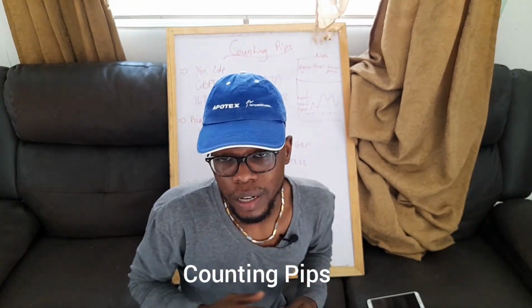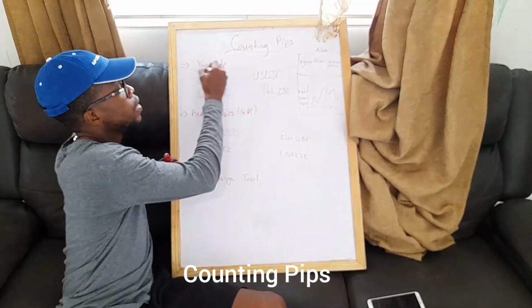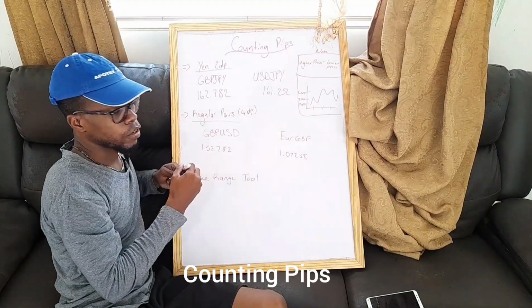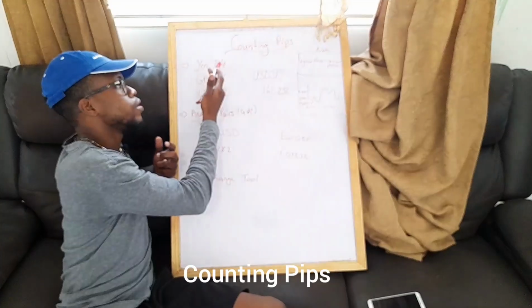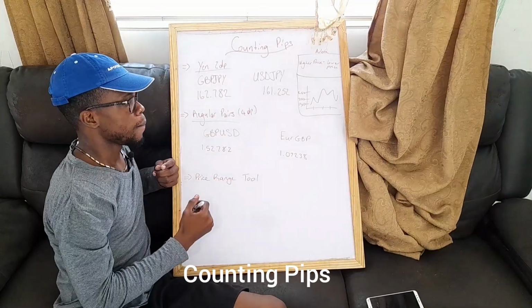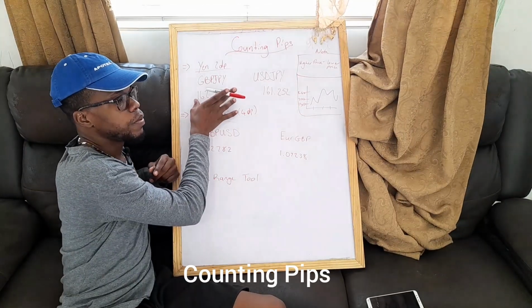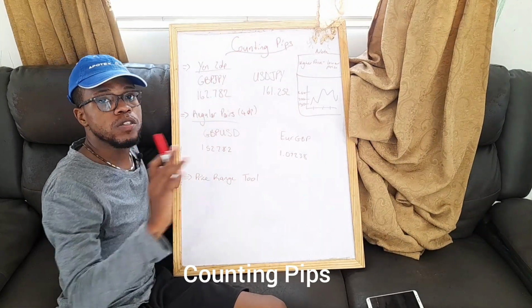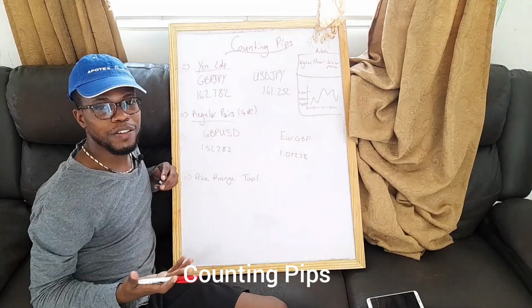Right, in this video we're going to talk about counting pips. When you're counting pips, we separate the yen from the regular currency pairs, or non-yen pairs. As I mentioned before, you start counting from the 2nd decimal place. So we're going to look at USD JPY and GBP JPY. Always remember the yen pairs have three values after the decimal point.